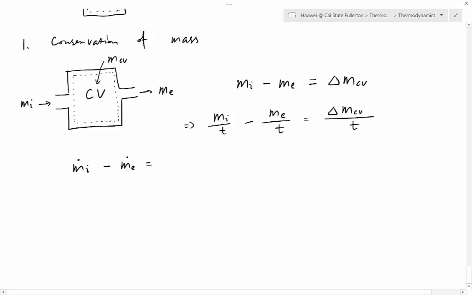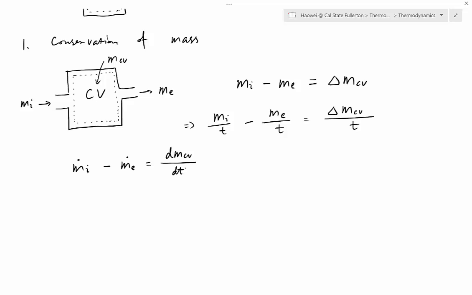And right hand side becomes dMCV, derivative MCV over dt, derivative time. You can change delta to d when the step length is very small after you take calculus class. Okay, and then the syntax with a dot on top of it is always the same in this class. Remember, for heat transfer rate, we use Q dot, which is Q over time.